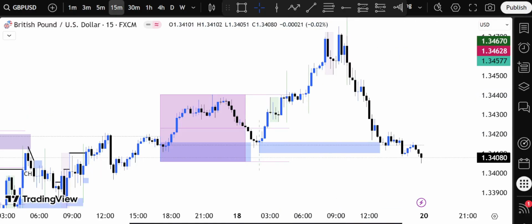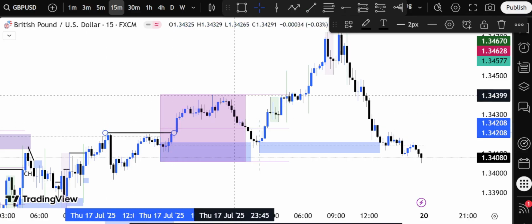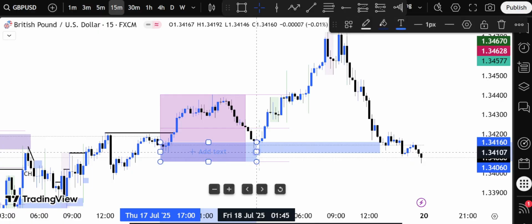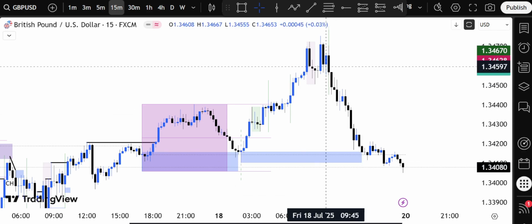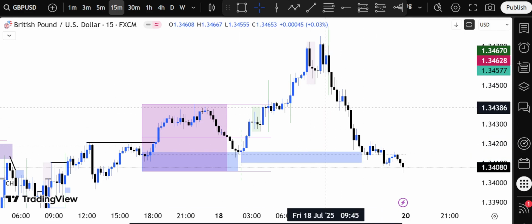The last day, Friday, same thing happened. Break of structure, price came back and mitigated demand before London open. Price went up and left no demand. Then after the London close, it came back and broke both demands. So the day ended like that.